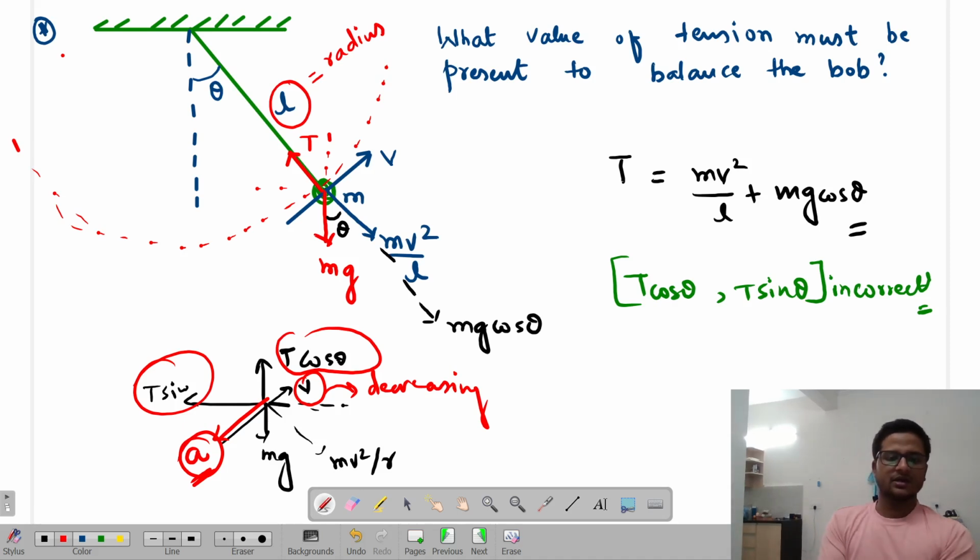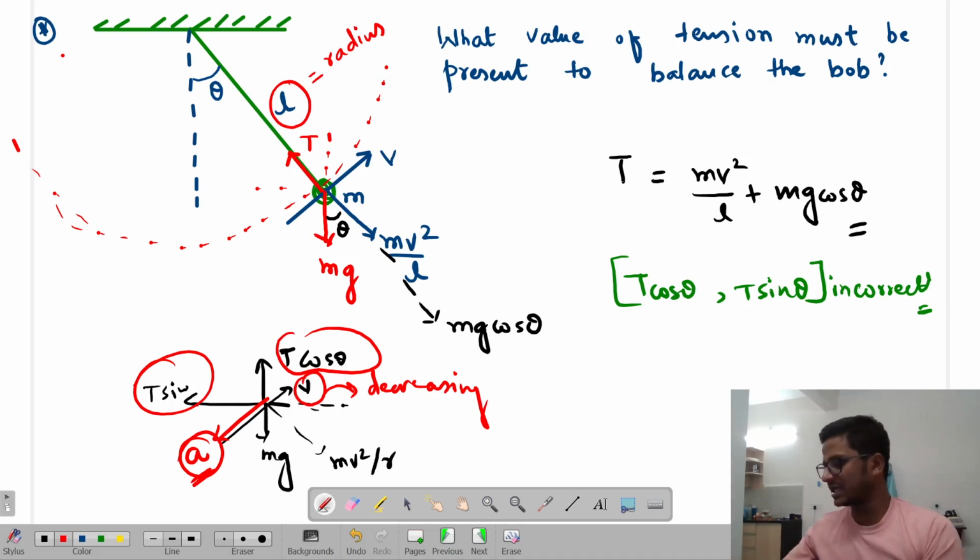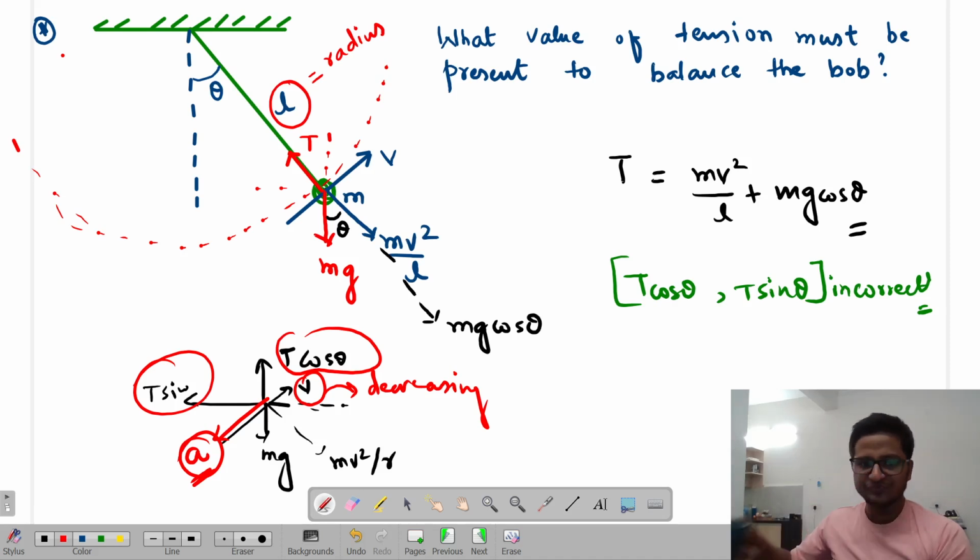So the better idea, yeah, that's what it is. It's not incorrect. It's just complicated. They can do it, but ultimately they will have to consider this acceleration component also and all those kinds of things.